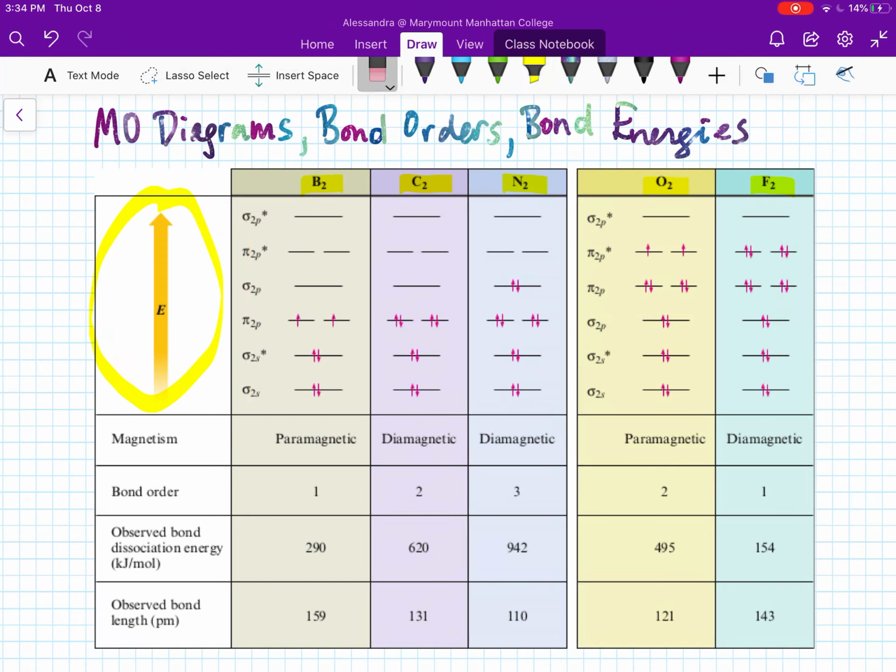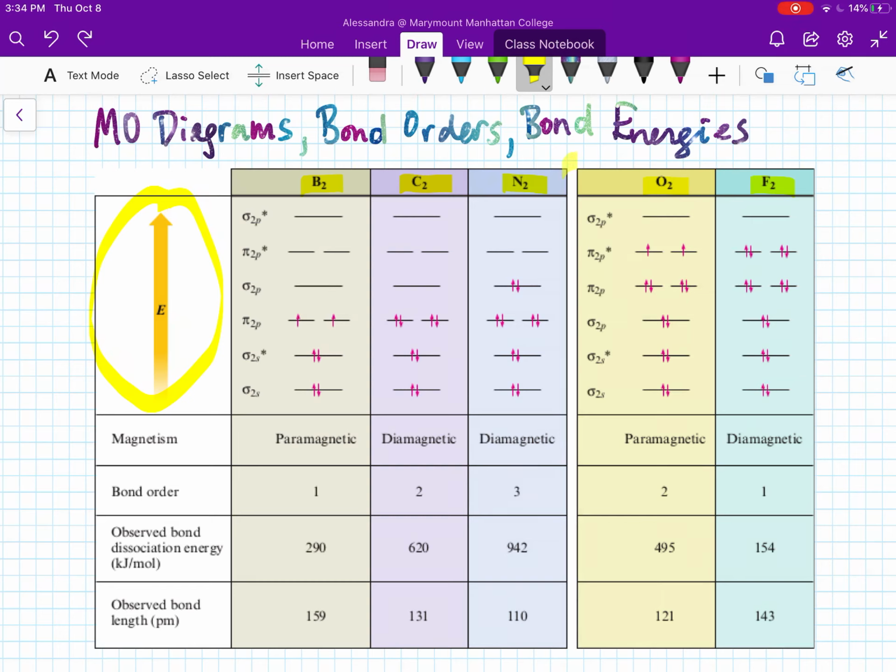And as we deduced in the last lecture, the energies of the molecular orbitals for boron ascend thusly. We have the pi 2s, followed by the sigma 2s, followed by the pi 2p, followed by the sigma 2p, pi star 2p, and sigma star 2p. We deduced that because boron was paramagnetic, meaning it has unpaired electrons, and that is the only way to explain the ascending order of those molecular orbitals' energies.